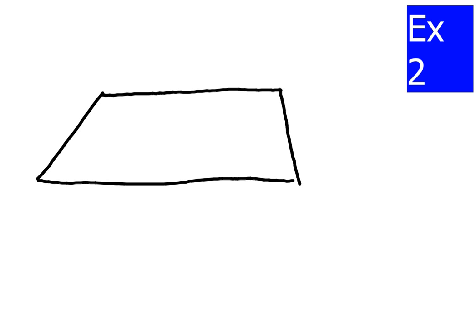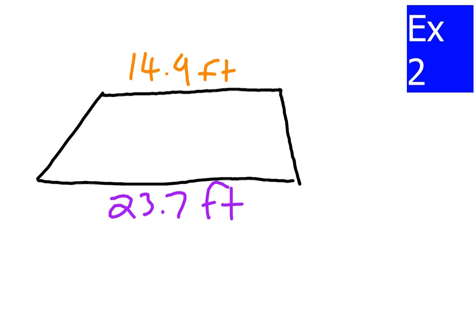Okay, so let's say the bottom is 23.7 feet. And the top is, I'm trying to eyeball this, 14.9 feet. And you do have to know the height, so let's do 6.7 feet. Even though you're given three different feet, your area is still not going to be cubed, right? It's going to be squared because we want to find the area.